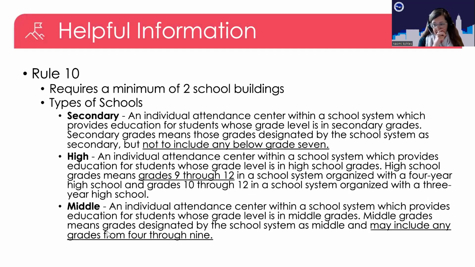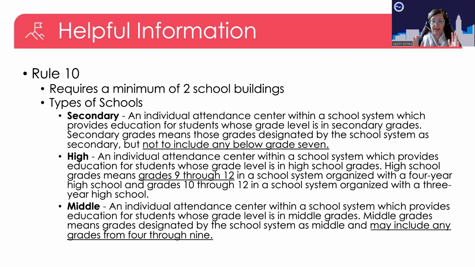So as I talked about, there's some specific rule guidance that dictates some of the categorizations within the collection itself. According to Rule 10, there is a minimum requirement of 2 school buildings. And the various types of schools, we'll get into each of these. There's secondary, high, middle, and then a couple more on the next slide. So a secondary building, as I mentioned earlier, is a system that cannot include any grades below grade 7.